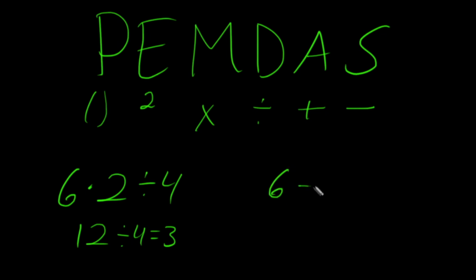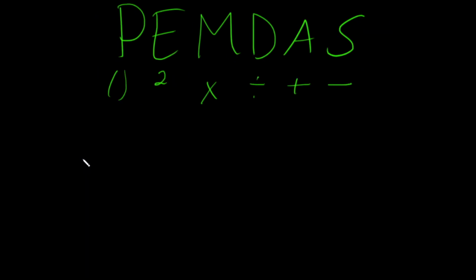Let's now reverse those operations. So we have 6 divided by 2 times 4. Just like with addition and subtraction, because multiplication and division are equivalent, we'll go left to right. 6 divided by 2 is 3, times the 4, and we have 12.